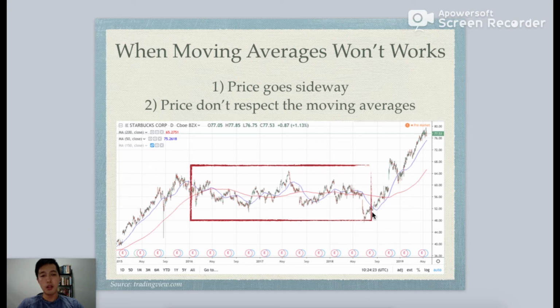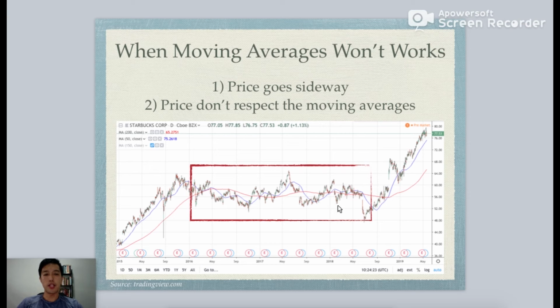Another way that moving averages don't work is that in some of the charts or some of the stocks, they don't respect the moving averages at all. When you look at the chart, the moving averages tend to cut across all the price points. It doesn't form a trend or an uptrend. It just cuts across the whole chart.